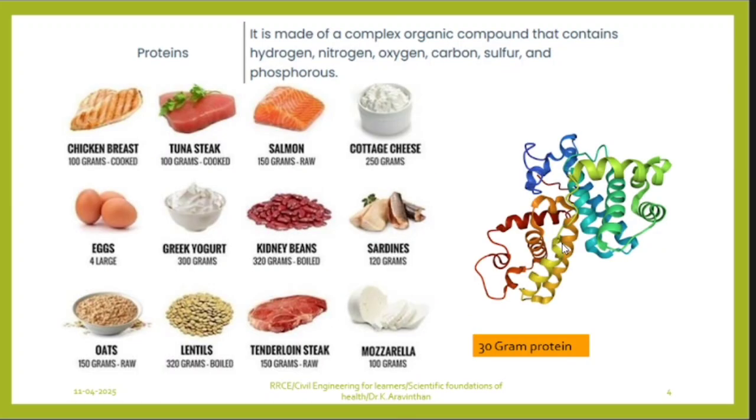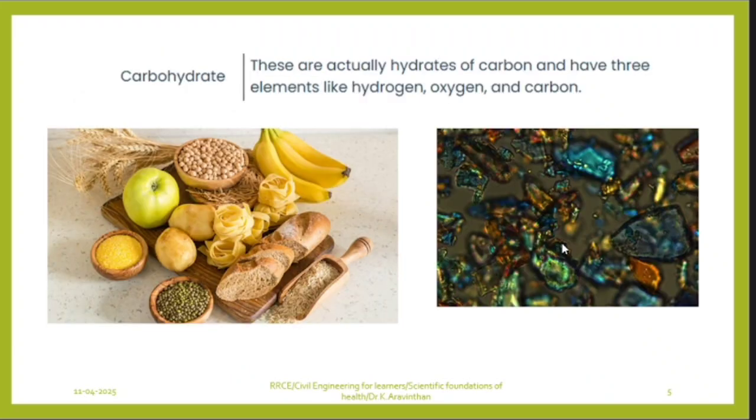Proteins look like this in microstructure. Completely protein-covered food is not available on earth, so you can take it in from different sources. What are the sources? You can have chicken, tuna, salmon, etc. In all of these you have this kind of protein. What is protein made of? Protein is made of complex organic compounds containing hydrogen, oxygen, carbon, sulfur, etc. So you can take in your proteins from these sources.